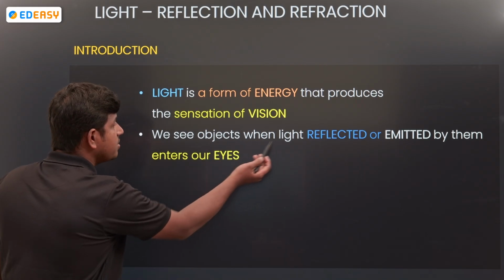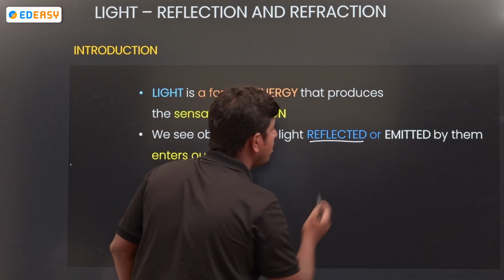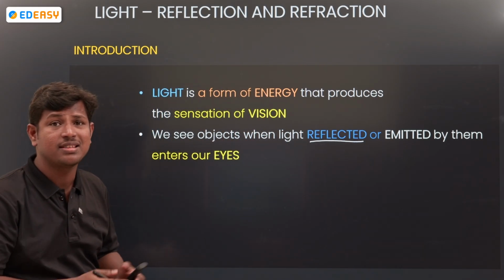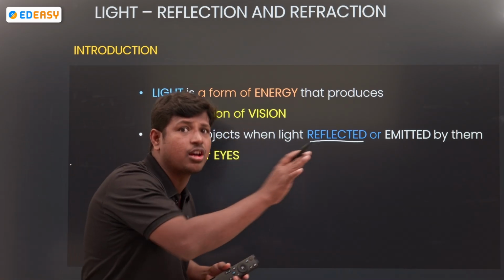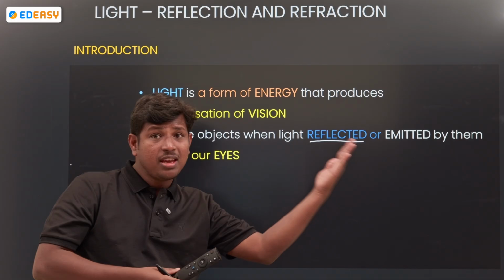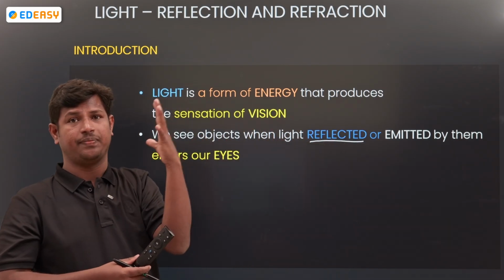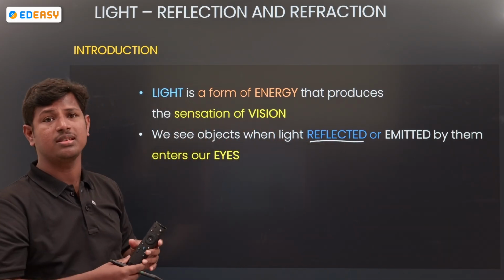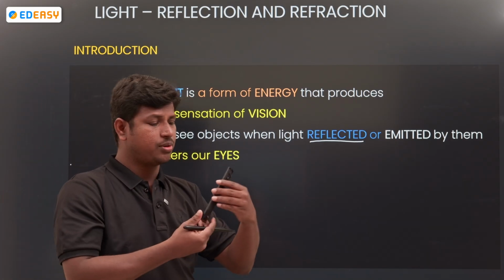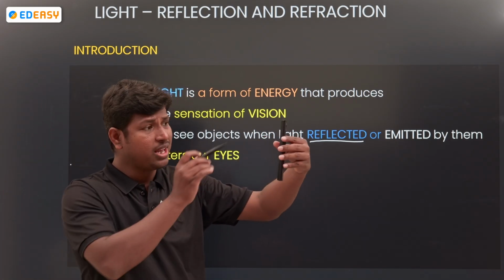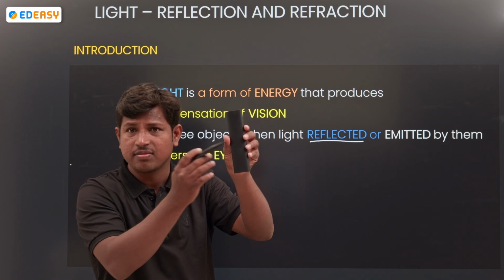We see objects when light is reflected. First light is placed on the object, then from the object we get light. So how does it appear to us? First the light strikes the surface. For example, this is an object. How can I see this one, this remote?